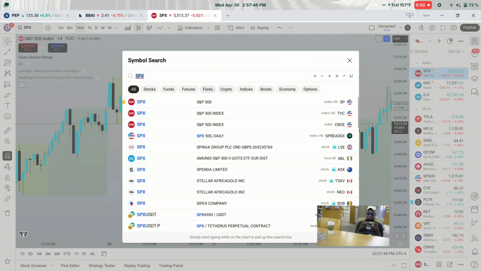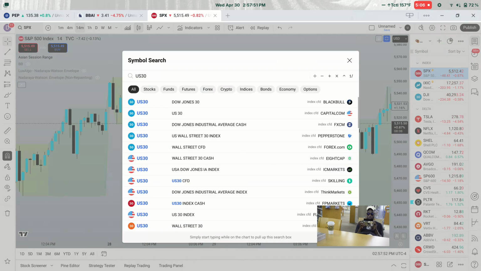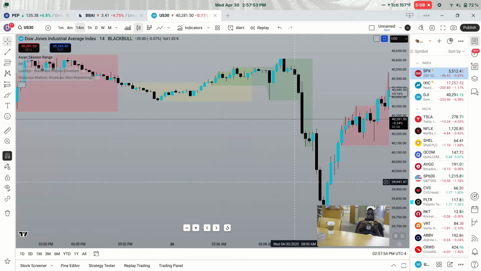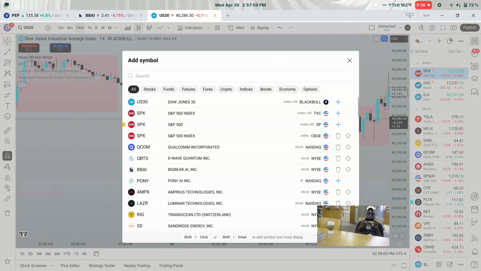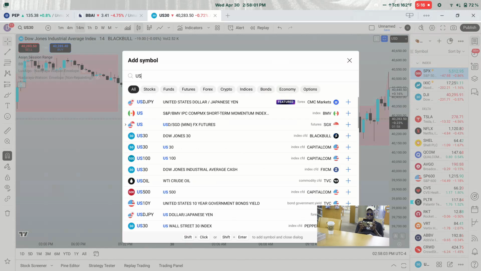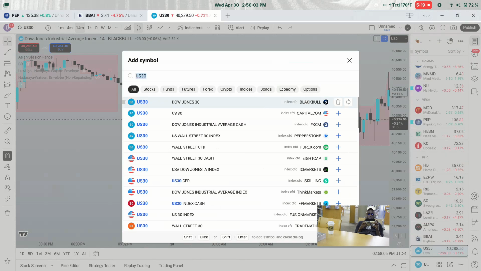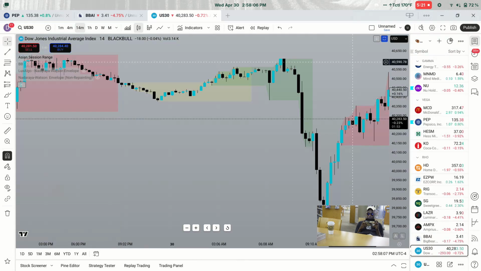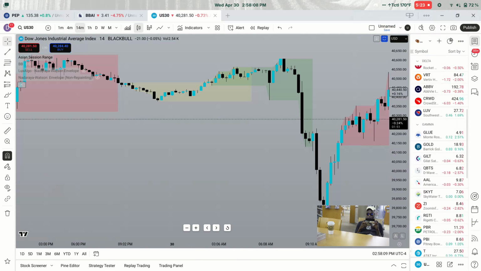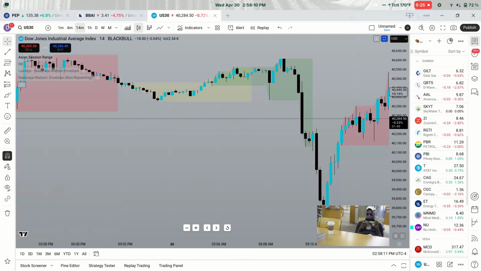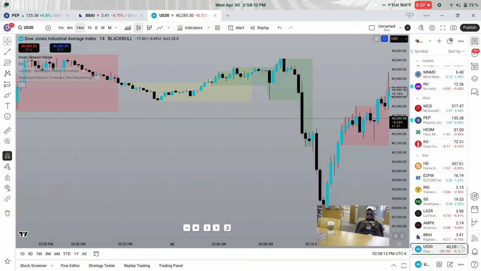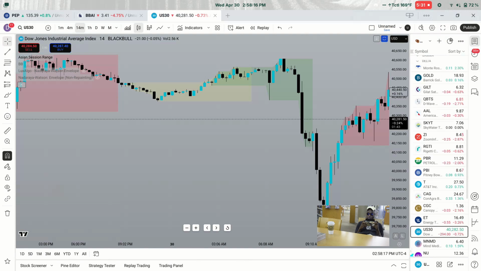Let's see if I could do, what's this, US 30. Boom. Okay, so this US 30 is the Dow Jones index. Actually, I'm gonna add it to my US 30. United States 30 is large. That's what it represents. So I'm gonna replace that with the Dow Jones because it gives it better representation.